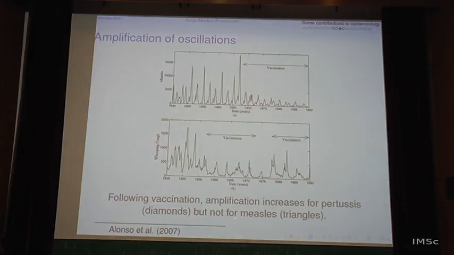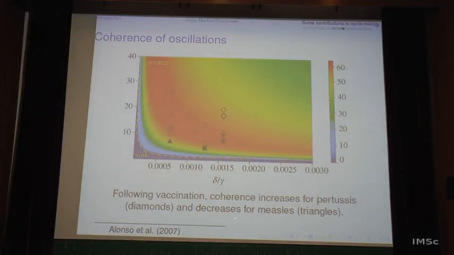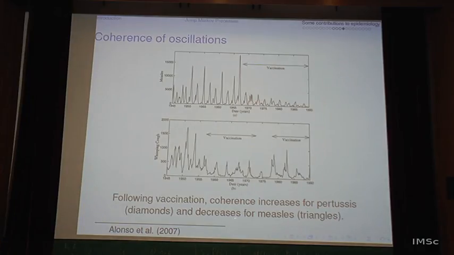The second thing is coherence, because here you see less regular, more regular. So the same thing with the coherence: for measles, the coherence decreases, whereas for pertussis, the coherence increases. So you expect to see more regular epidemics for measles. And that's what you can see on the plots.